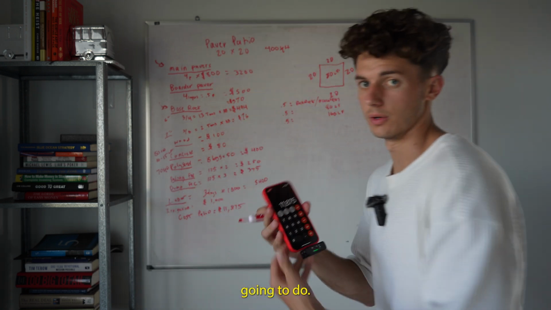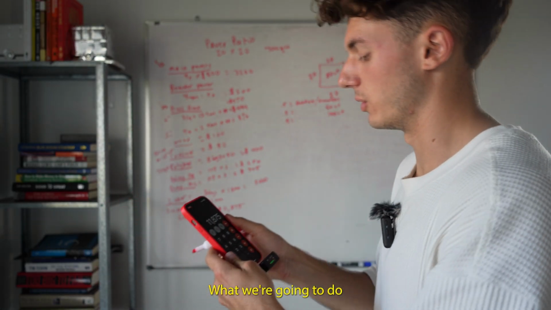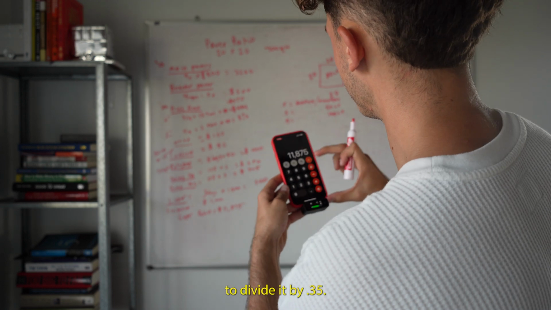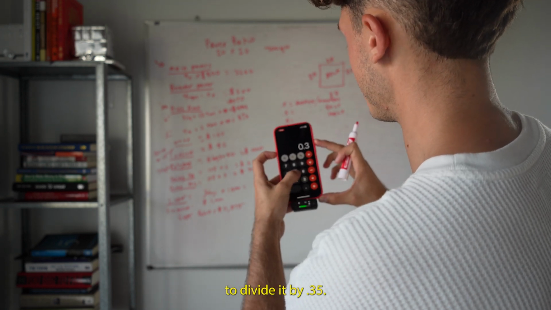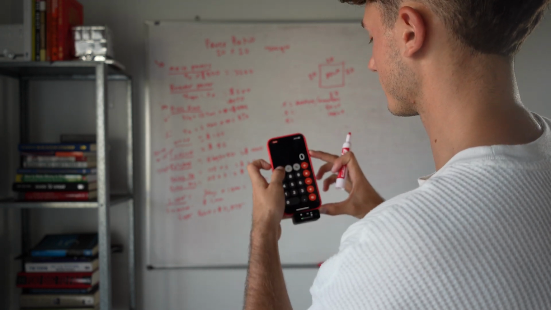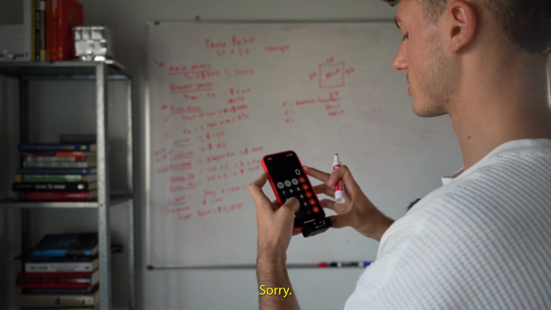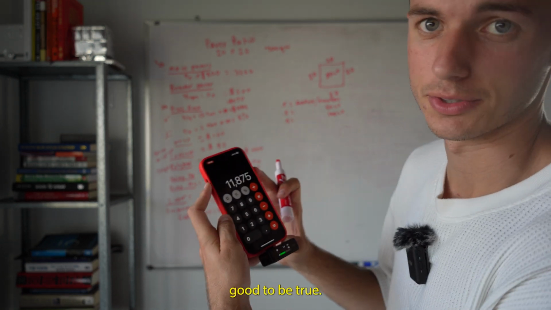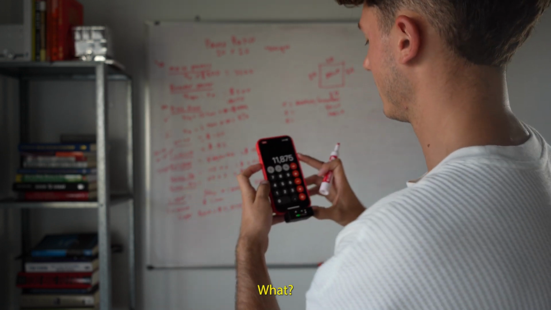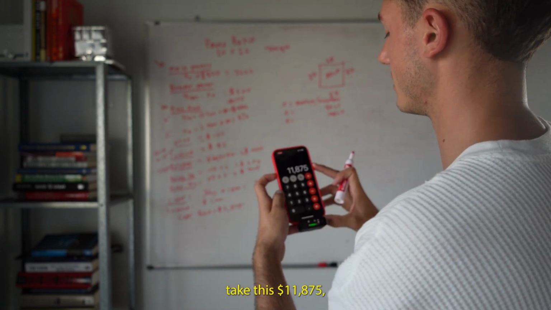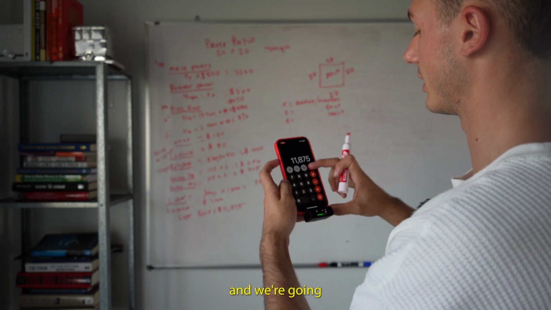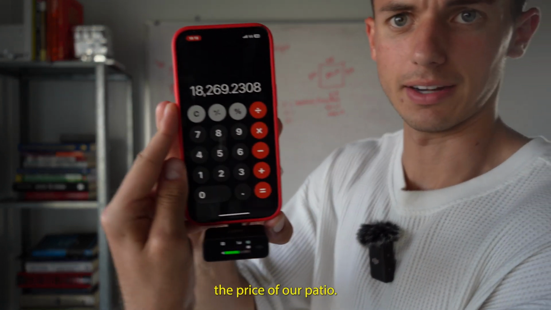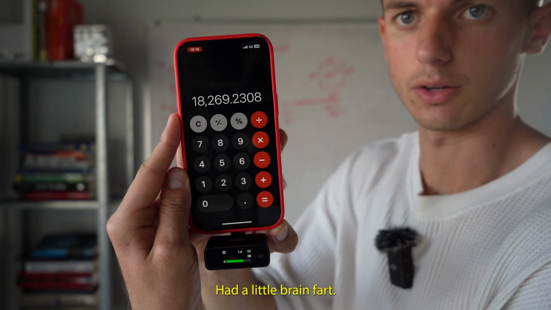And what we're going to do is we're going to take this $11,875 and we're going to divide it by 0.35. Sorry, we're going to take this $11,875. It looked too good to be true. I was like, 33,000? What? We're going to take this $11,875 and we're going to divide it by 0.65. That's going to be the price of our patio. That looks about right. Had a little brain fart.